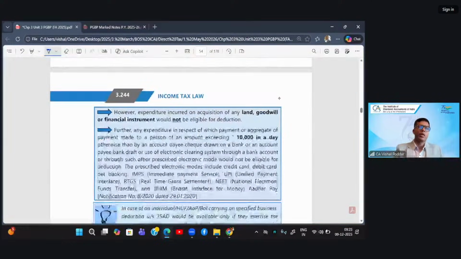So the moment you spend on building, on furniture, on machinery, I'll give you deduction. But I will not give you deduction for land or goodwill, or any other financial assets like shares, debentures, etc. So except land, except goodwill, except all these financial instruments, for all other assets, all other capital expenditure, you claim deduction immediately. But for these, no deduction is allowed under 35AD.